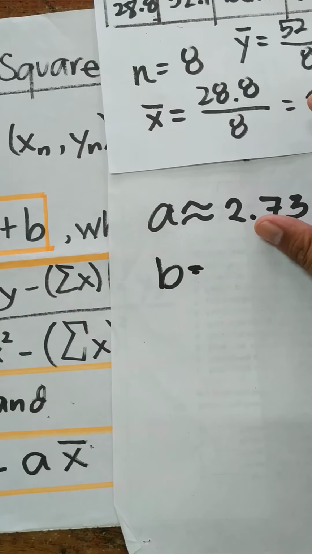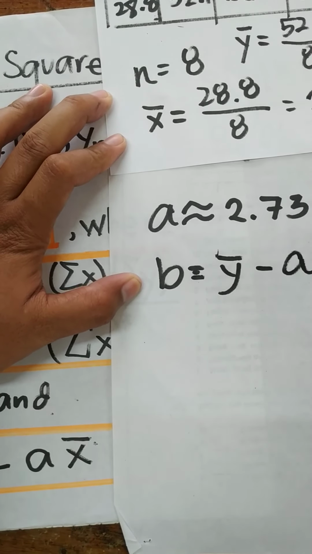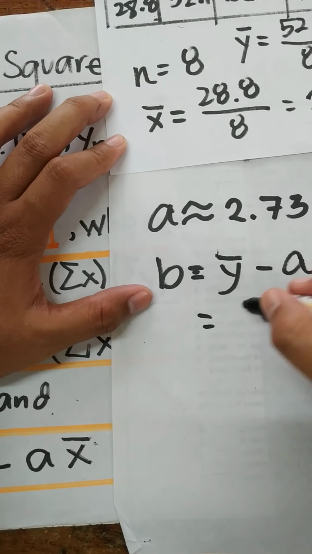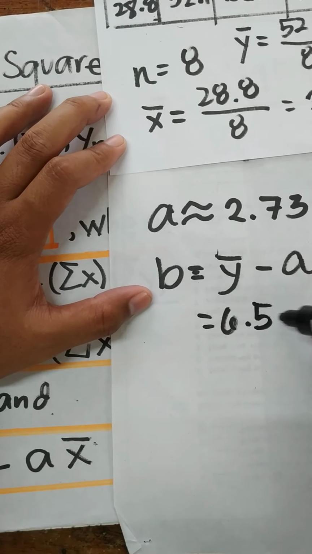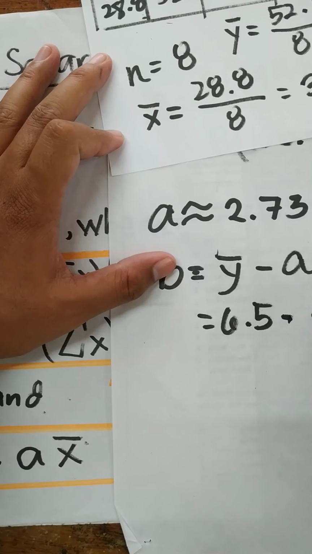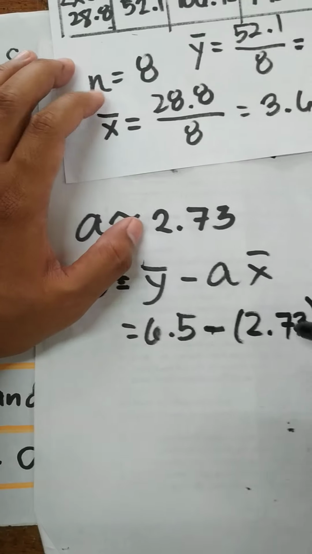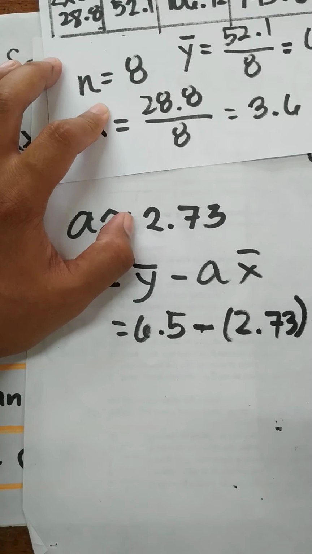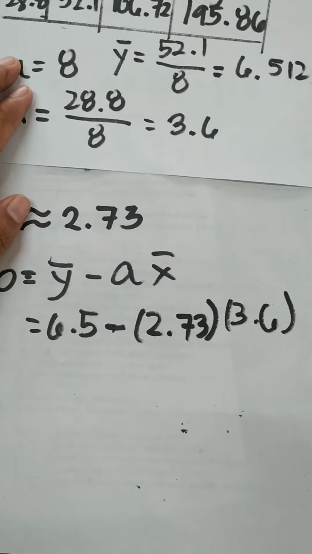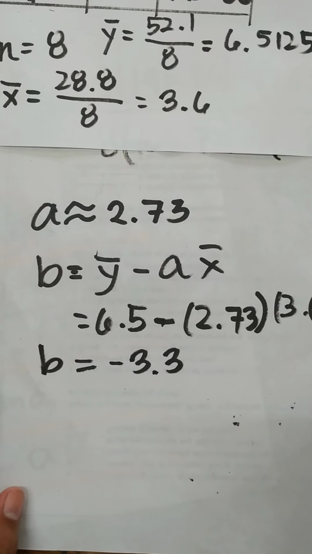So now our y-intercept would be the mean of y minus a times the mean of x. So our y mean is 6.5 minus a, our a is 2.73, 2.73 times 3.6. Okay, so 3.6, which would give us negative 3.3.